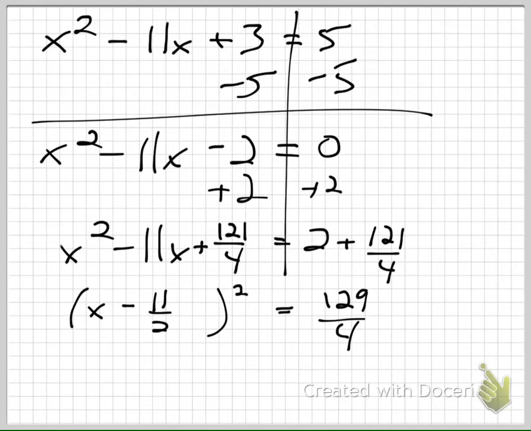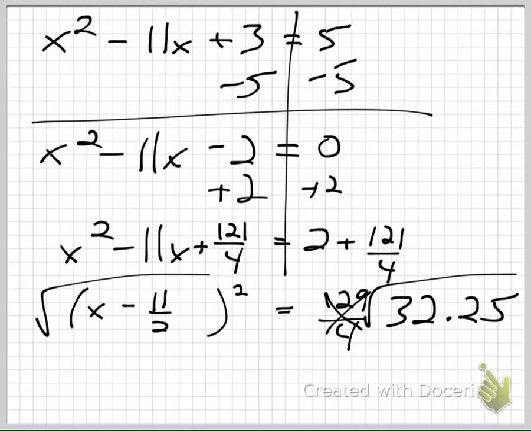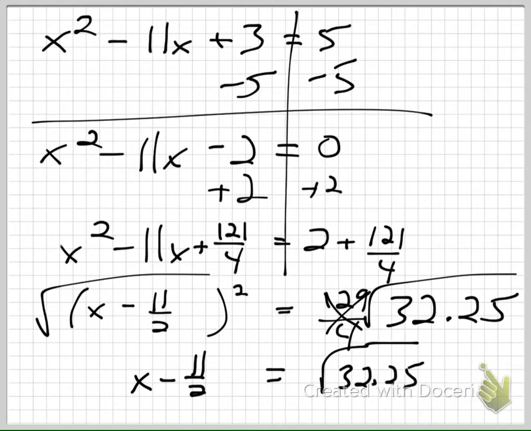So at this point, you know that's going to be ugly, right? So you're going to start estimating here. At this point, I would do something like, what is 129 divided by 4? What's 129 divided by 4? What is it? 32.25. And now I'm going to go square root. That leaves me with x minus 11 halves equals, oh boy, I'm going to leave it for now, square root of 32.25. Does that make sense?